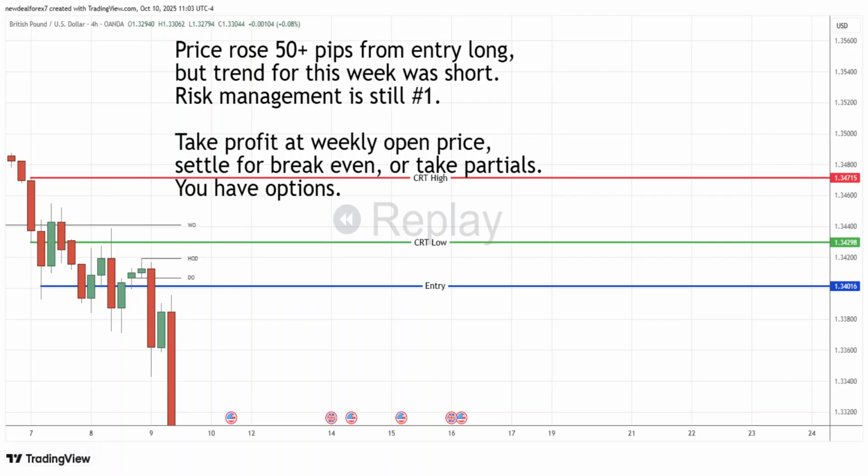I'm not saying you have to take a partial. I don't even recommend it. You don't have to take a partial, but at least set it to break even. Okay, because there's no excuse to be up this much and then still lose. That's not it.